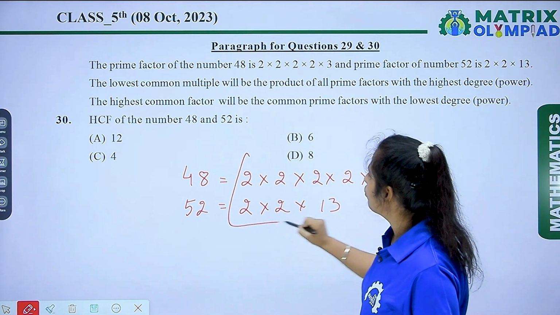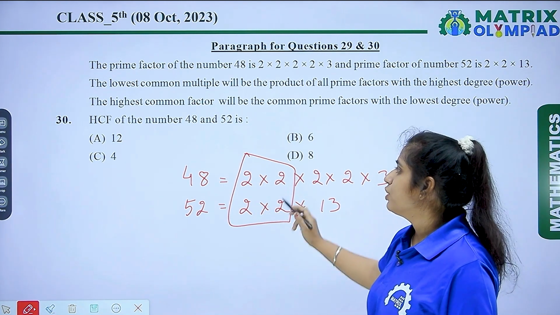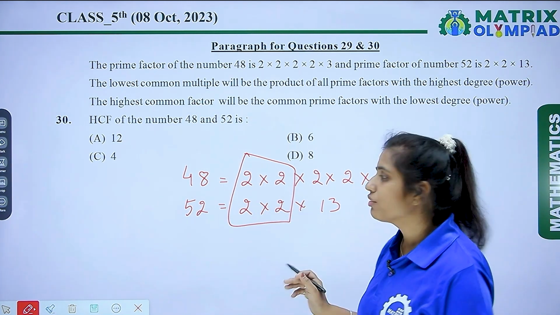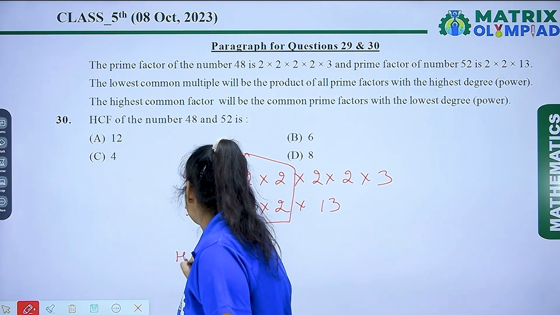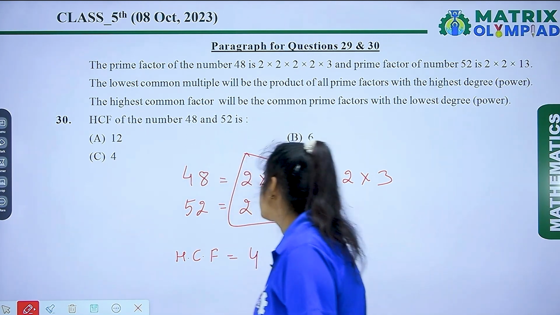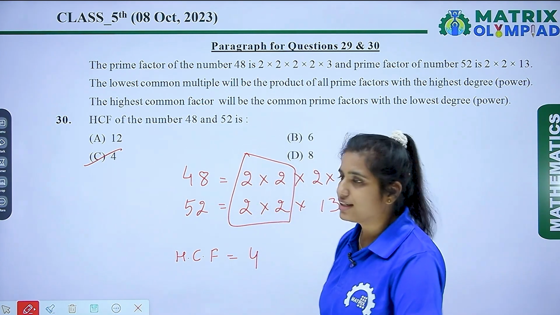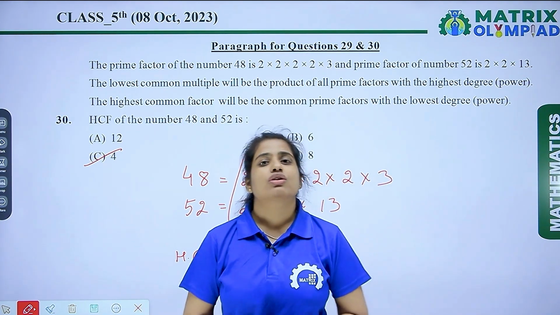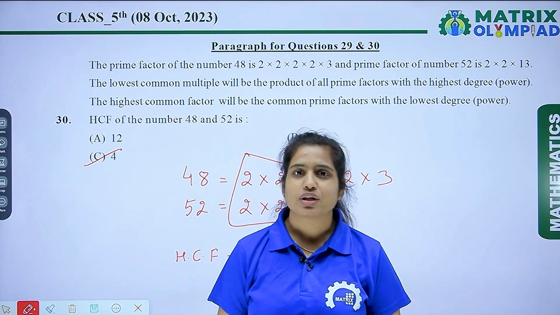So here we have only these two numbers. 2 multiplied by 2 is the common factor here. So the common factor is 2 multiplied by 2, so the highest common factor is 4. So here option C is the correct answer. So this was all about part 1. I hope you all understood it.